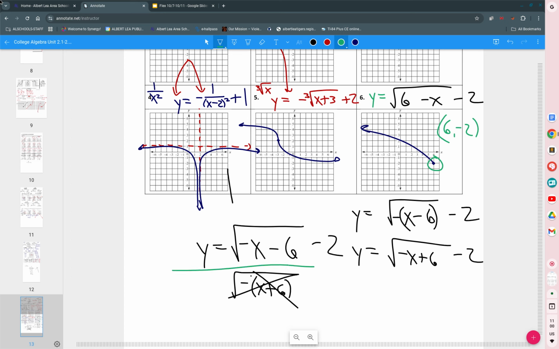Watch what happens if you would have plugged in the -6 here. If you plug in -6, you get -6 minus 6 is -12, don't you? What's the square root of -12? Imaginary. So you can see that this point does not satisfy that equation, so you know that that's not correct. You can always plug in a coordinate to check.